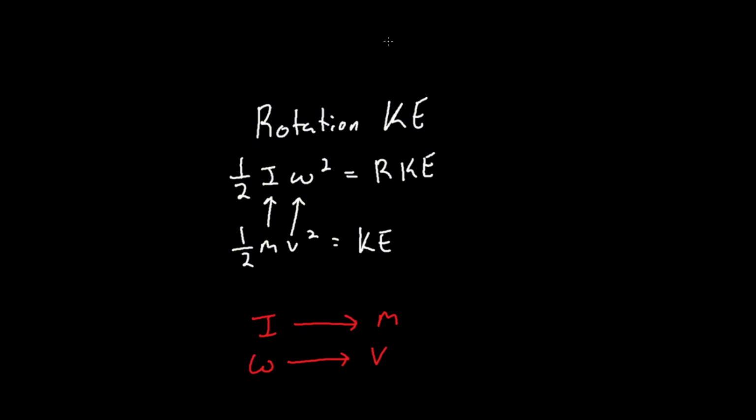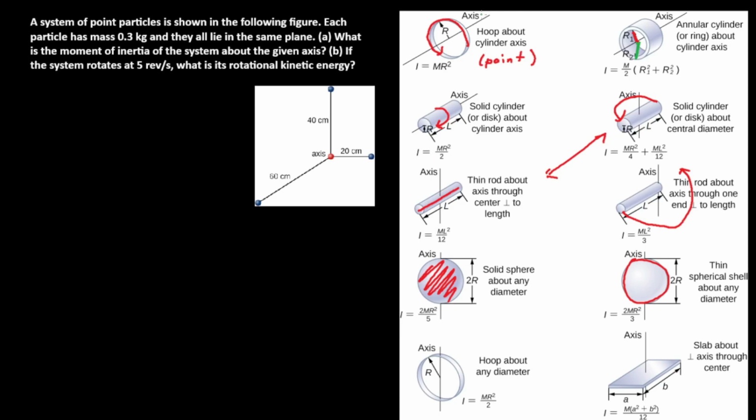So now that we've talked about rotational kinetic energy, let's move on to some problems. For this problem, we have a system of point particles, and each of them weighs 0.3 kilos. And they all lie in the same plane. So all of these rotate around some two-dimensional plane. What is the moment of inertia of the system about the given axis?